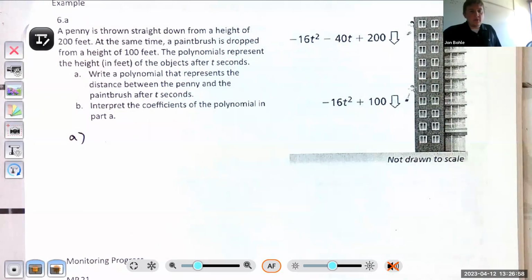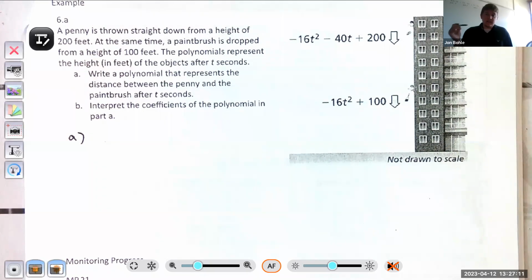We want to write a polynomial that represents the distance between the penny and the paintbrush after t seconds. So let's think about this. Let's say, hypothetically speaking, the penny was 175 feet in the air, and at that same time, the paintbrush was 125 feet off the air. So if one's at 175 and one's at 125, how far away are they from each other? Well, 175 minus 125 is 50. They're 50 feet apart. That same concept is going to be true here.